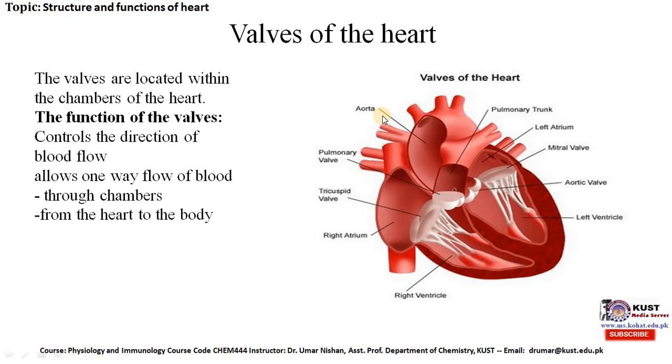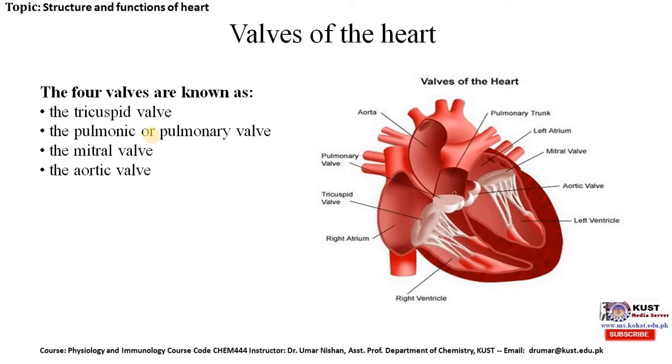So here you can see this region is the aorta, this is the pulmonary wall, this is the tricuspid wall, this is the right atrium, this is the right ventricle, this is the left ventricle, this is the aortic wall, this is the mitral wall, this is the left atrium, this is the pulmonary trunk. So these walls control the direction of blood flow, allowing one-way flow of blood through chambers from the heart to the body.